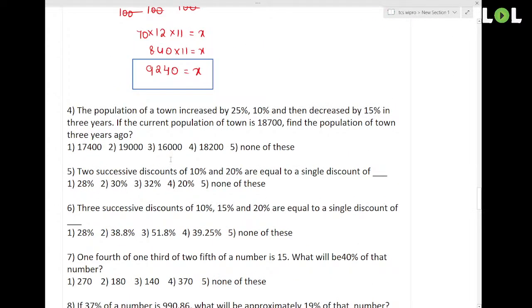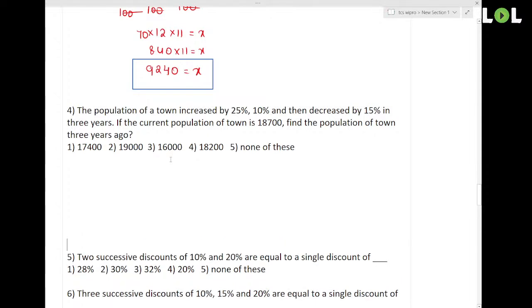What do I have? The population of the town is increased by 25%, then increased by 10%, and then decreased by 15%. The third time it is decreased by 15% in 3 years. If the current population is 18,700, find the population of the town 3 years ago. He's asking the population of the town 3 years ago. Prashant says 16,000. Let us see that, guys.